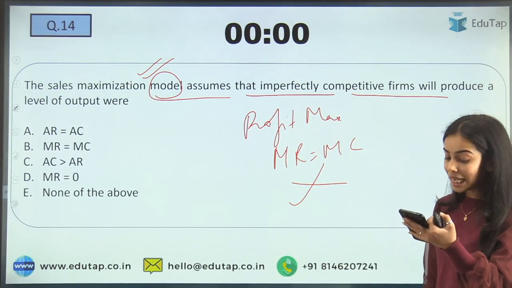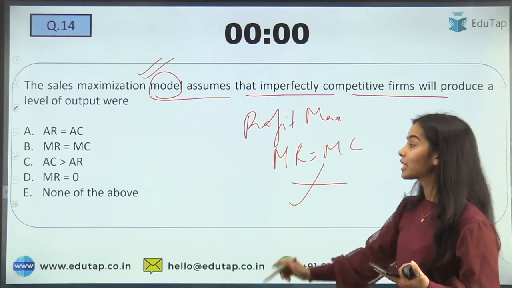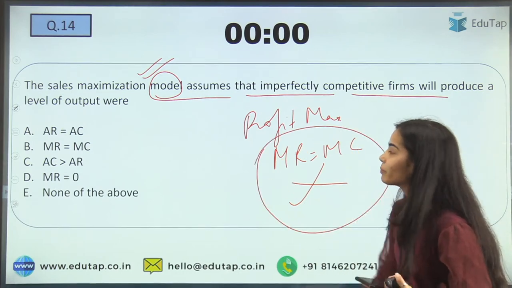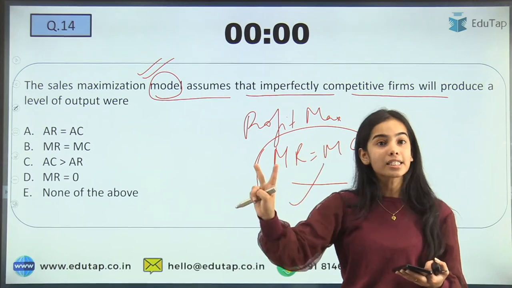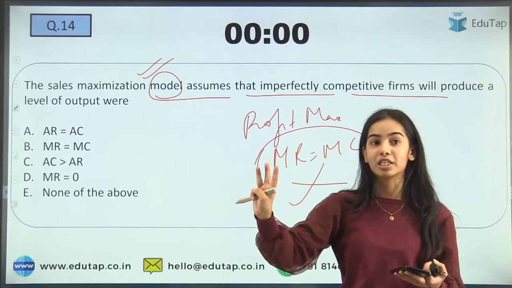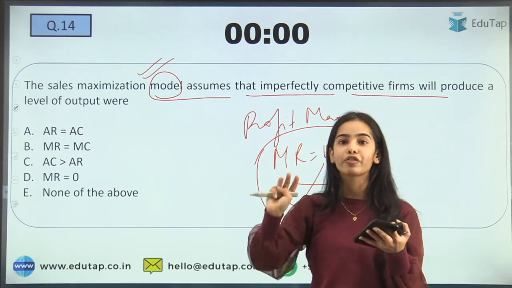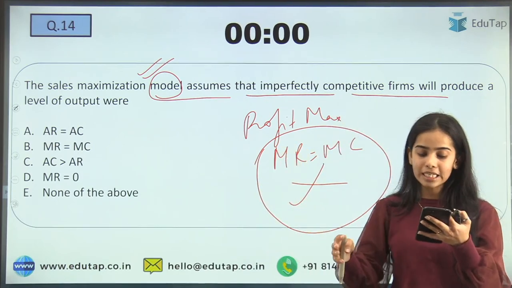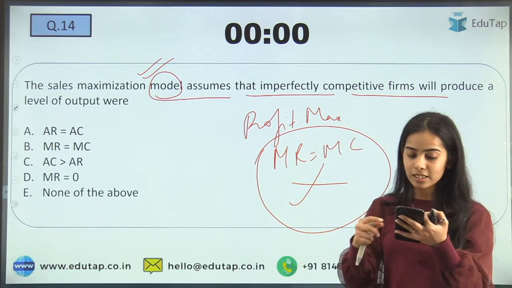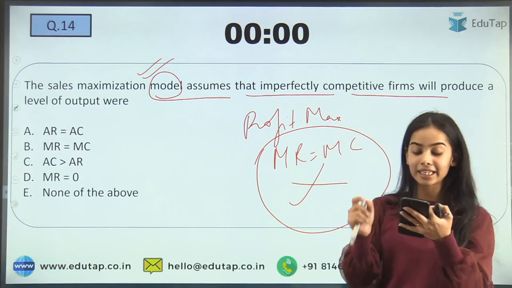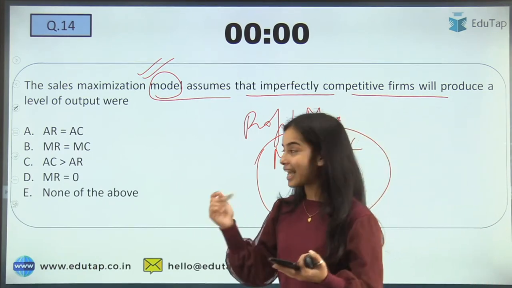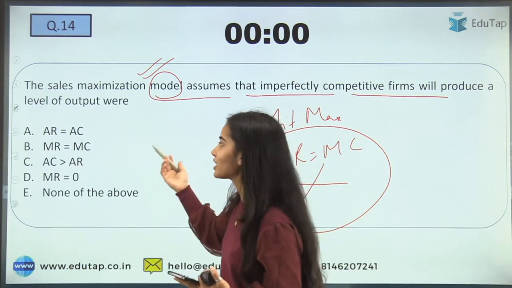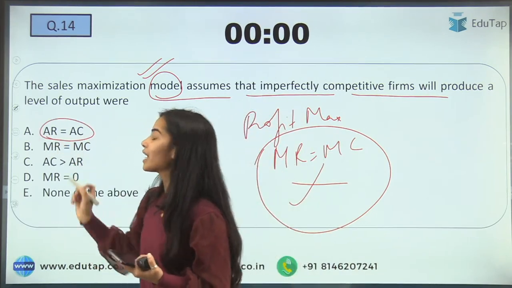Karan has said B, and that is not right, because this is the point of profit maximization. There are three kinds of maximization: profit maximization, sales maximization, and revenue maximization. So these three have different answers. Everyone is saying B, and that is not the right answer. I have started getting the answer D, and that is also not the right answer. Shubham has said C, and that is still not the right answer. The right answer is AR equal to AC.